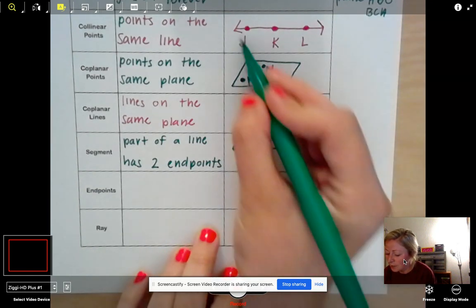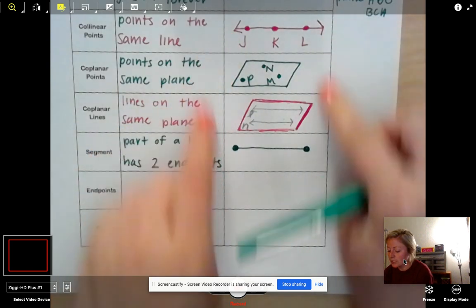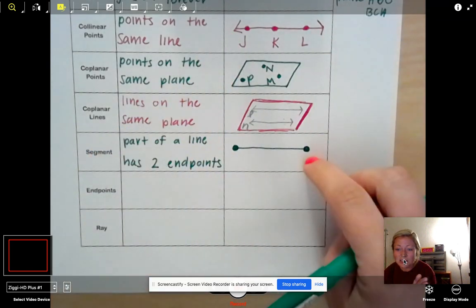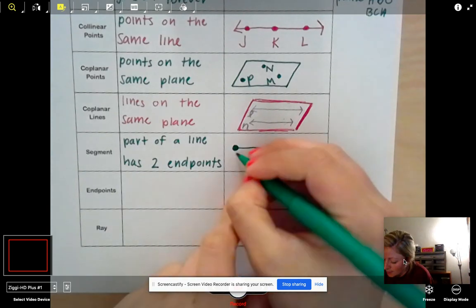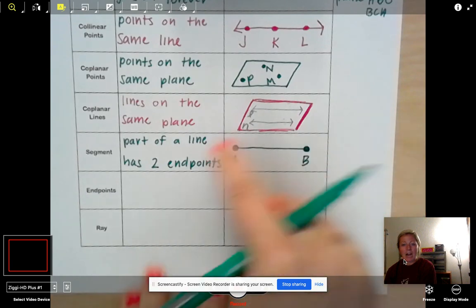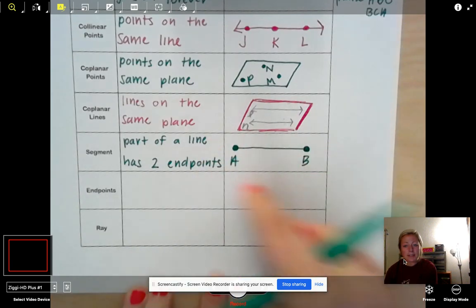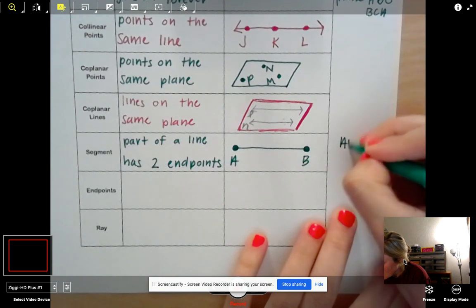So do you guys see like how a line goes on for forever? That's why we have 2 arrows on a line. Whereas a segment, it starts and it stops. So you can measure it. I guess that's basically the difference. So I'm just going to call this A and B. If I wanted to name that segment there, like on an assignment or something, I would call it segment AB.